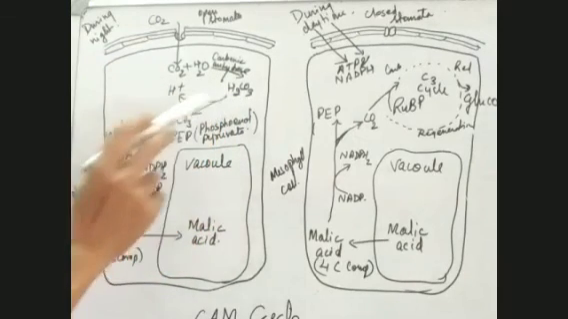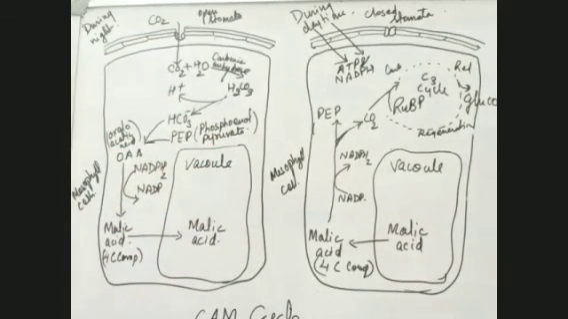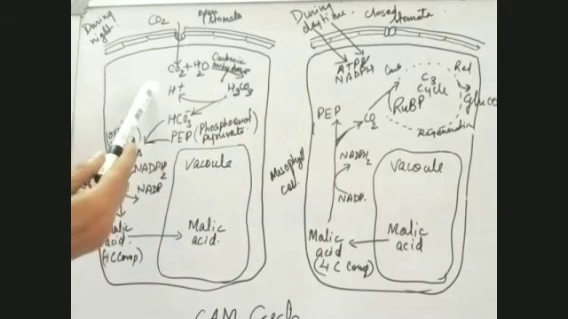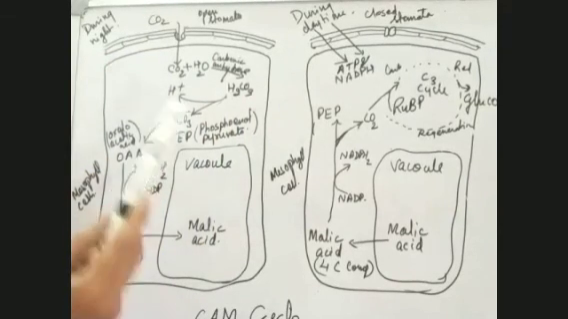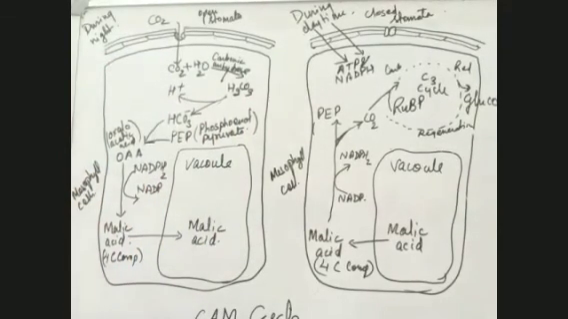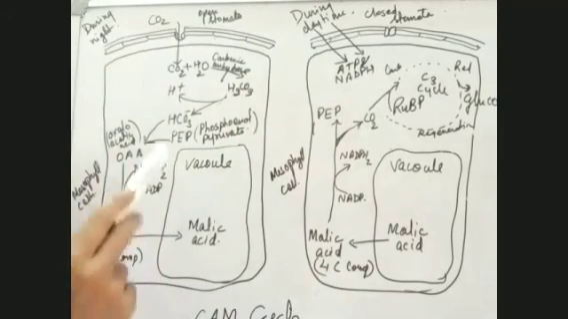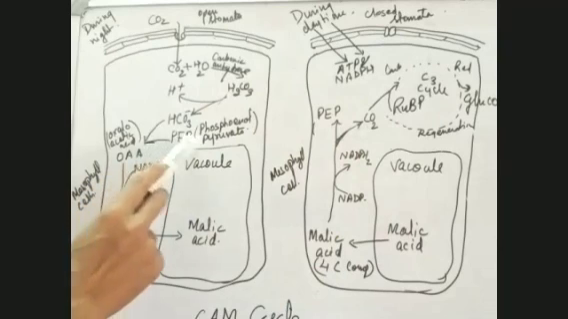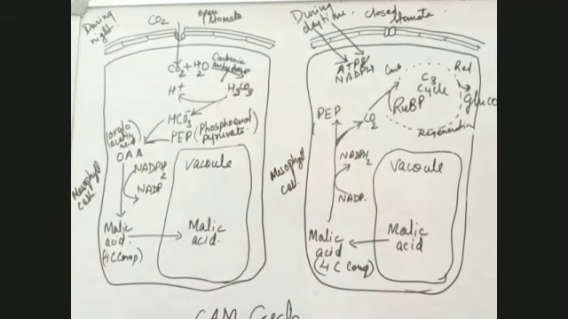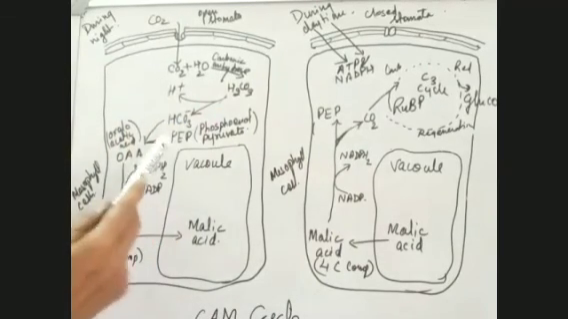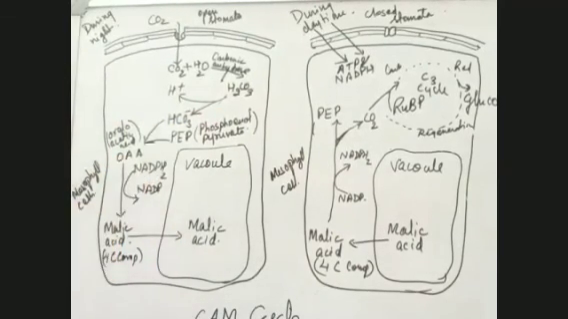Now this carbonic acid dissociates, and on dissociation it forms a proton, a hydrogen ion, and a bicarbonate ion. This bicarbonate ion is accepted by the first carbon acceptor in the CAM cycle. The first carbon acceptor in the CAM cycle is PEP, phosphoenol pyruvate, which is already there in the mesophyll cells. So HCO3 is accepted by PEP, and what is formed is oxaloacetic acid.